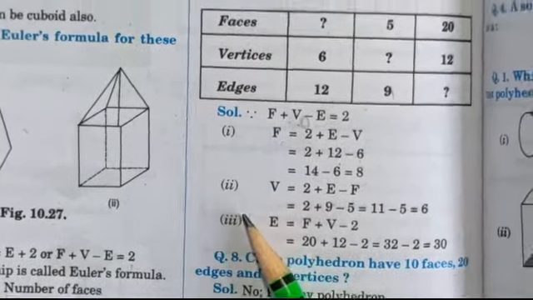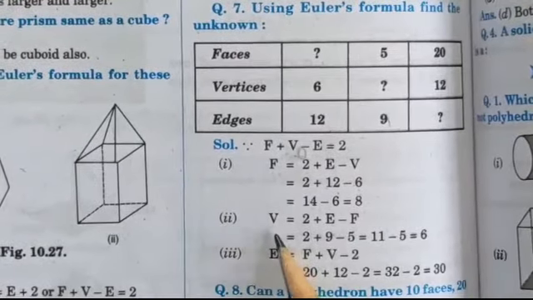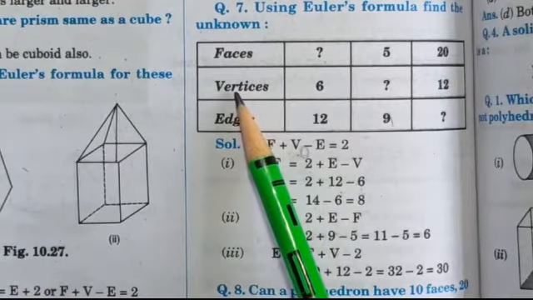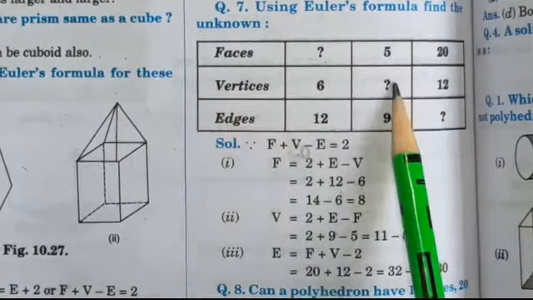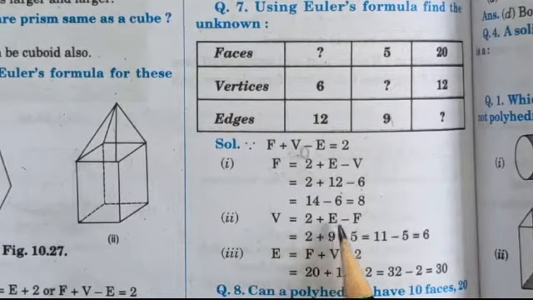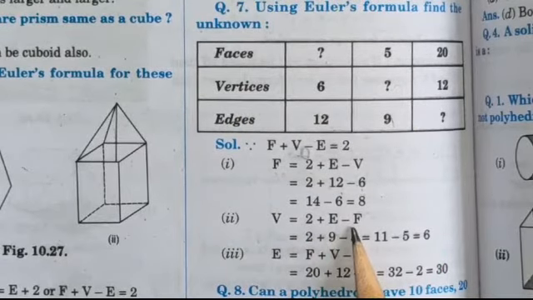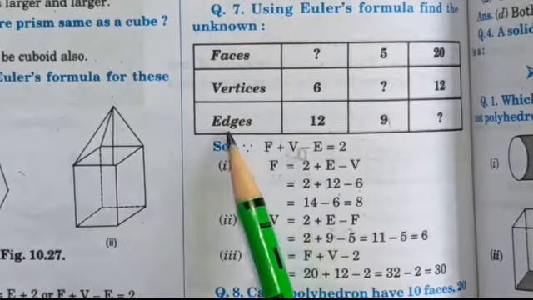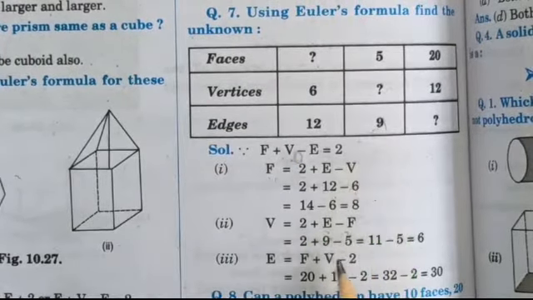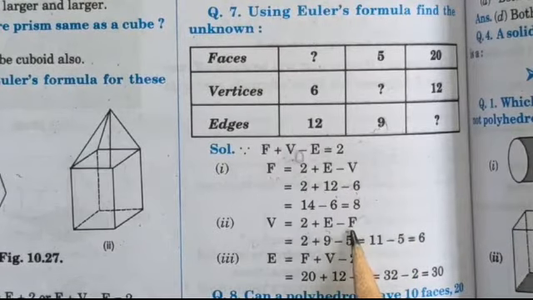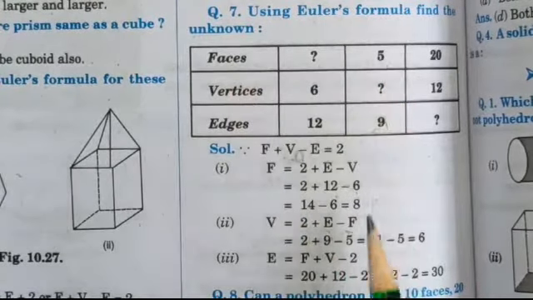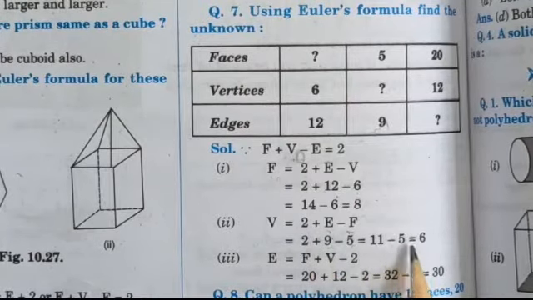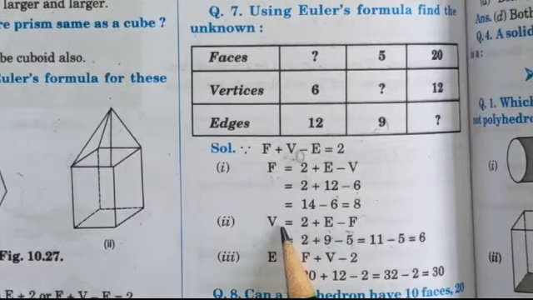Now Roman number 2. For this Roman number 2, we have to find V. See, the vertices V is to be found out. So V is equal to 2 plus E minus F. This is from Euler's formula. 2 plus E, the edges are 9, so 9, and F is faces, that is 5, so 5. 2 plus 9 is 11, minus 5 is 6, so the number of vertices will be 6.